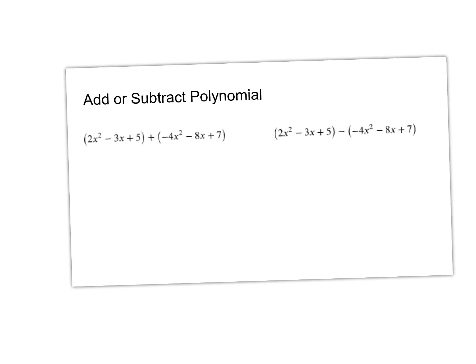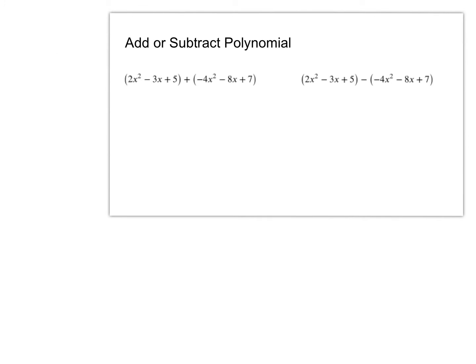Okay, adding or subtracting polynomials. Pretty simple stuff. To add, it's an addition because we have a plus between our parentheses. So we're looking to combine like terms. We're going to start with our x squareds. We take our 2x squared and add negative 4x squared, which is basically subtracting. So 2 minus 4 is negative 2x squared.